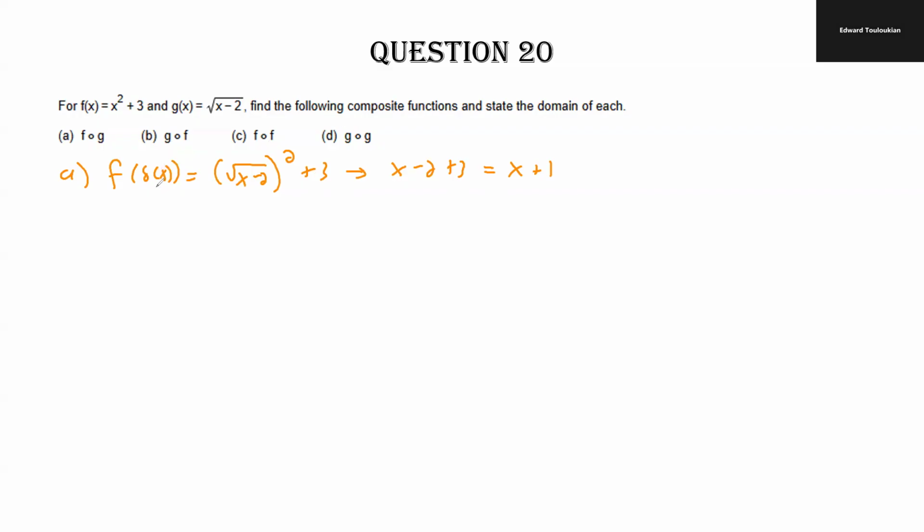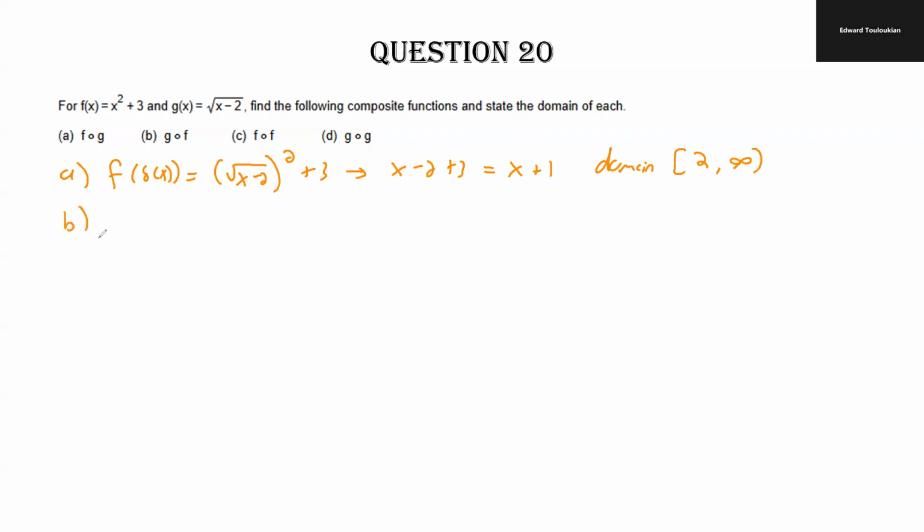Well, since we're plugging in g of x, if we look here, x cannot be anything less than 2. If x is less than 2, this is the square root of a negative number. So we would definitely need x to be greater than or equal to 2. So my domain would be 2 to infinity.